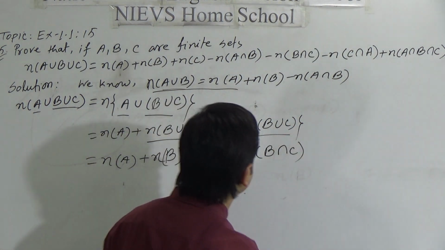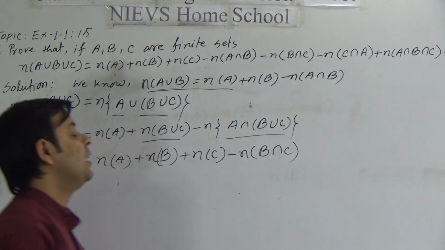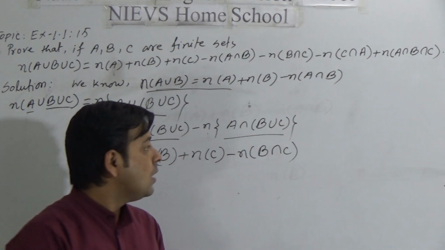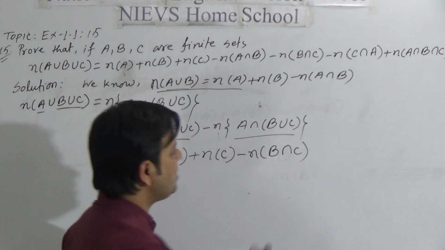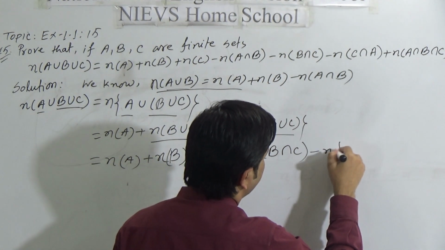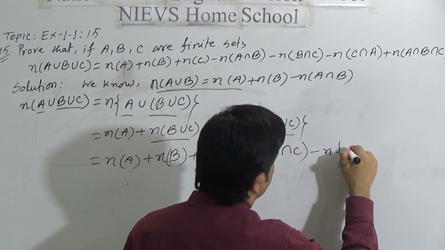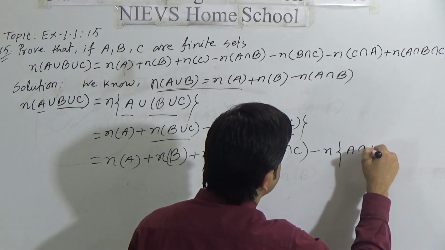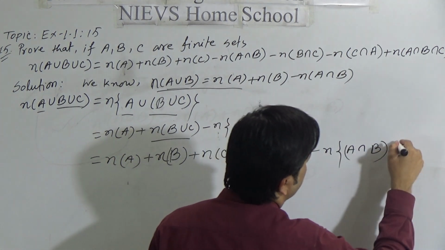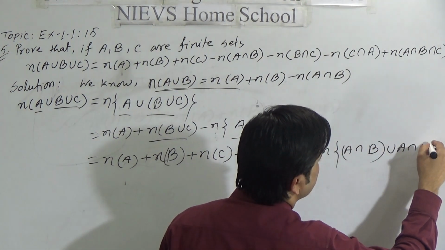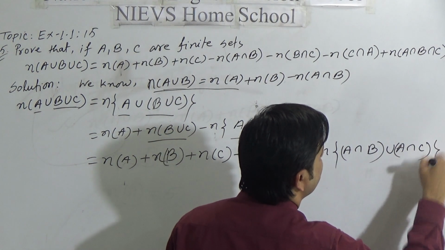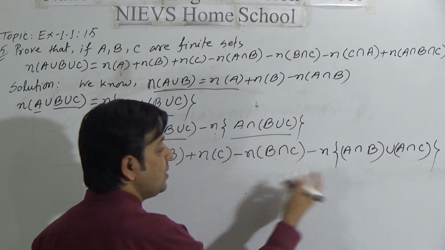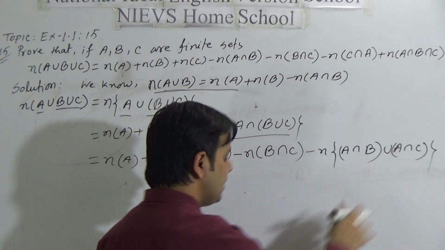B union C. Dear students, if you notice here, from this we can write number of elements of A intersection B union A intersection C. Now, you have to understand that how can we write that?